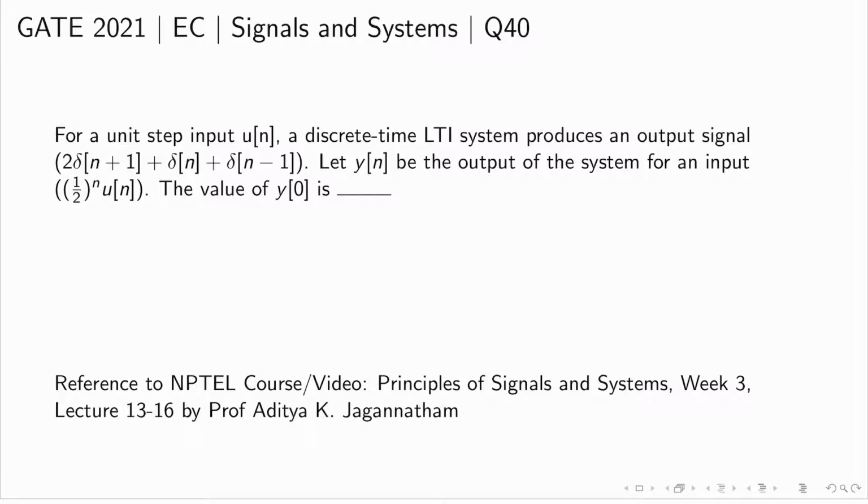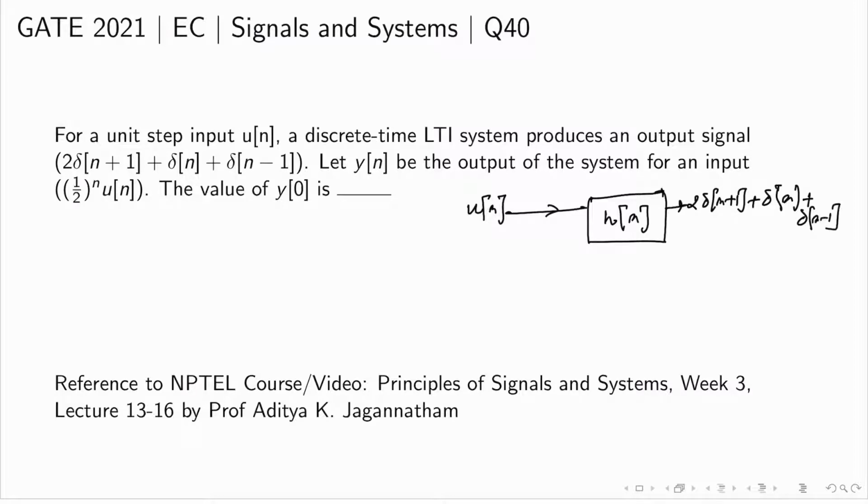So we are given an LTI system h[n]. For a unit step input u[n], the output is 2δ[n+1] + δ[n] + δ[n-1]. And let y[n] be the output of the system for an input (1/2)^n u[n]. The question is to find y[0].